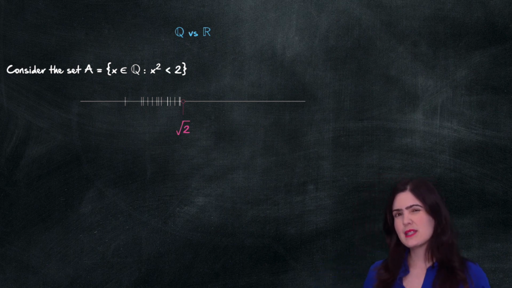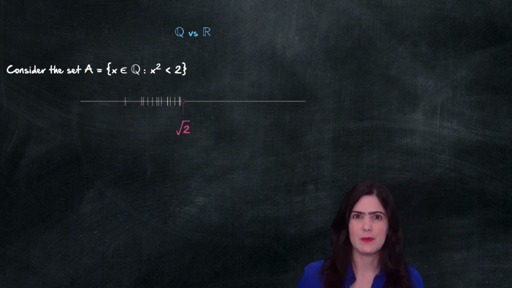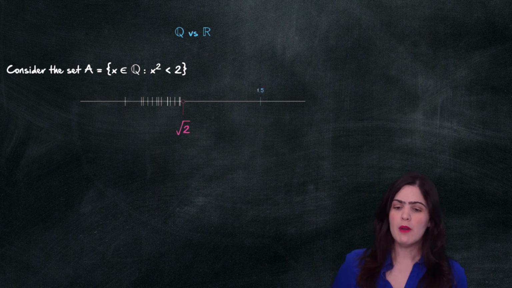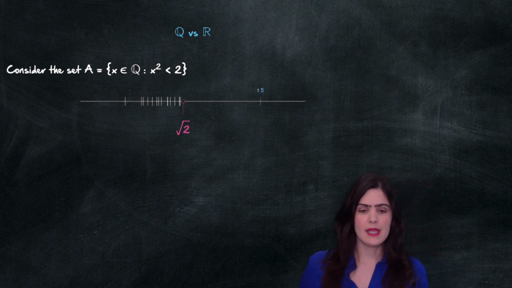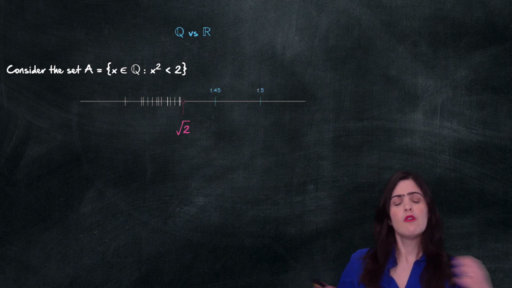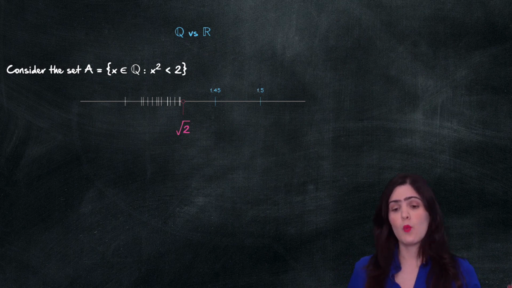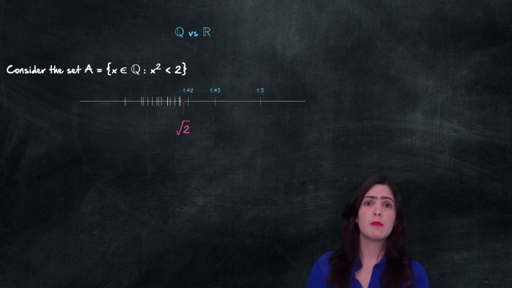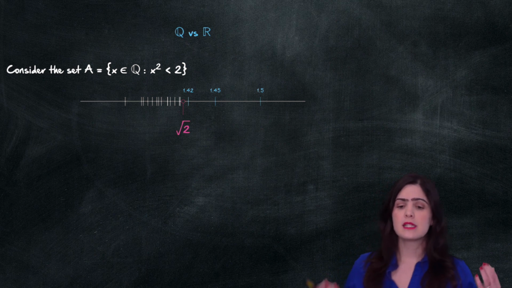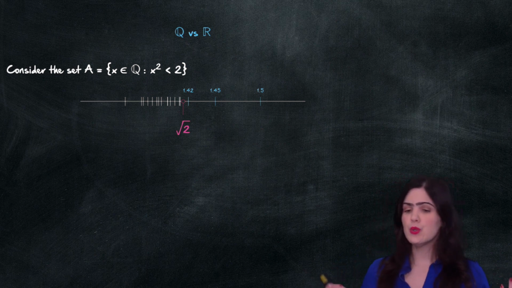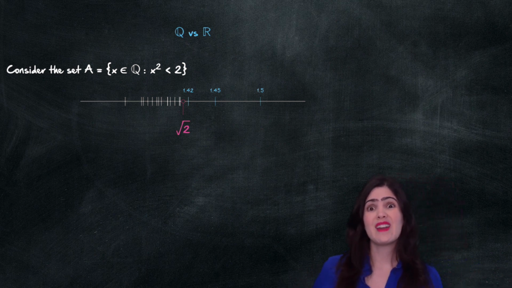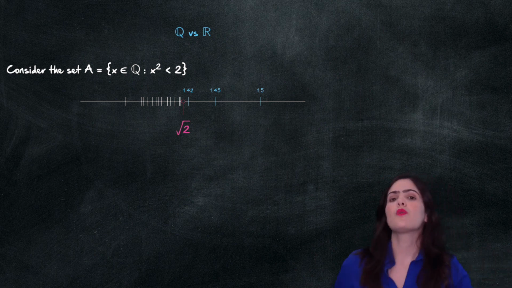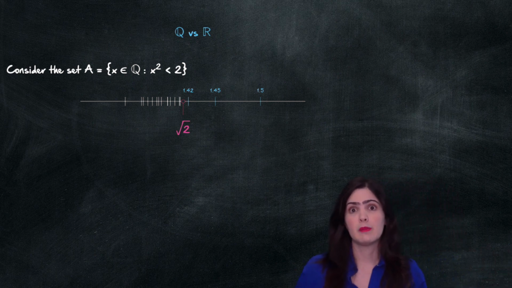But to do that, let's take a look first at upper bounds. Okay, so 1.5 is definitely an upper bound of the set. 1.45 is an upper bound of the set. 1.42 is another upper bound. And then I can find something in between square root of 2 and 1.42 that is rational. So that would also be an upper bound.